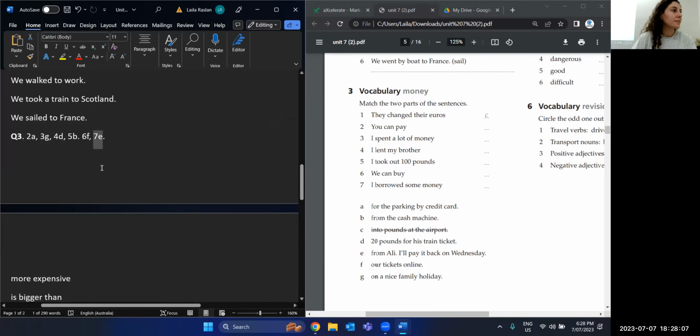And the last one, Jimin. I borrowed some money from Ali. Yes. Yeah. So I borrowed money from Ali. So Ali gave me money, but I must give it to him back.